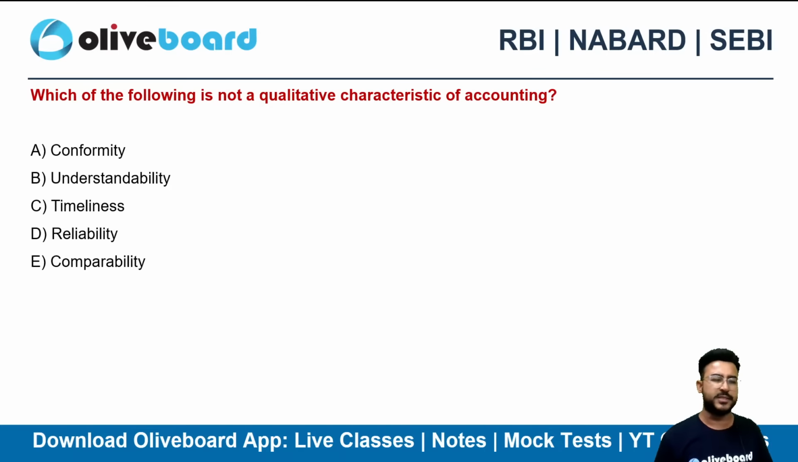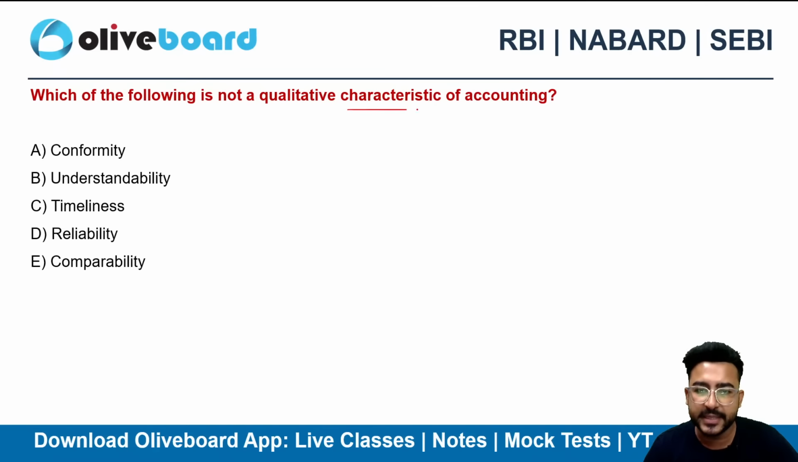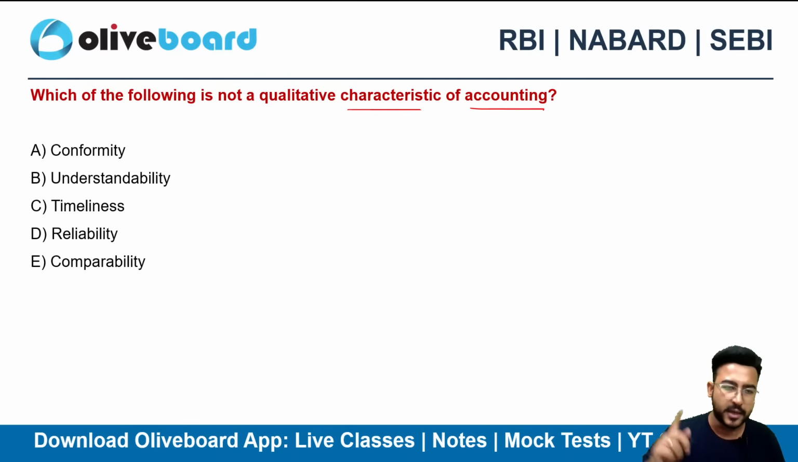The very first question, a very simple one from your basics of accounting. Which of the following is not a qualitative characteristic of accounting? Conformity, understandability, timeliness, reliability, comparability. What do you think? Any idea about this one? Not a qualitative characteristic of accounting.